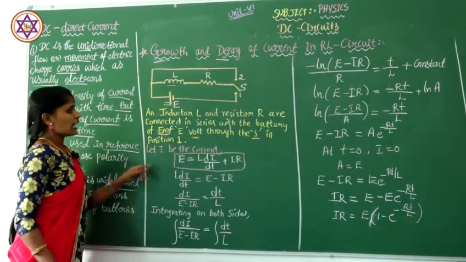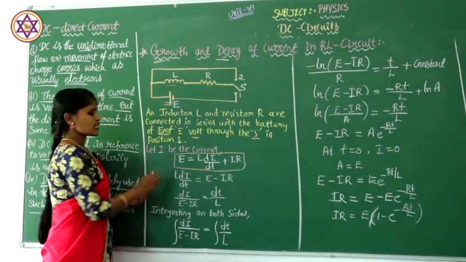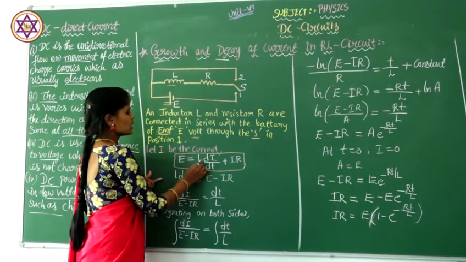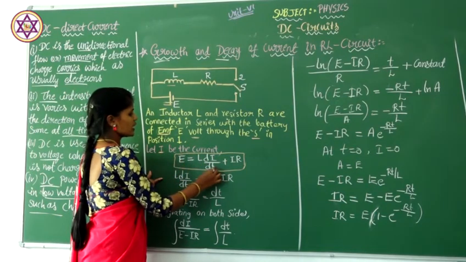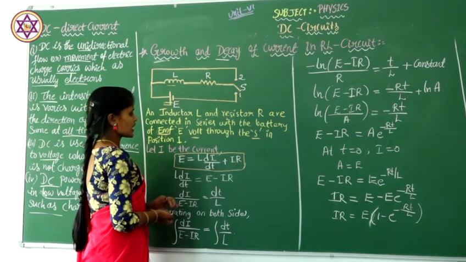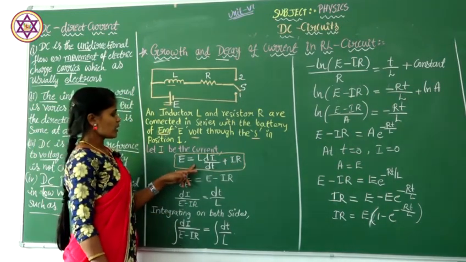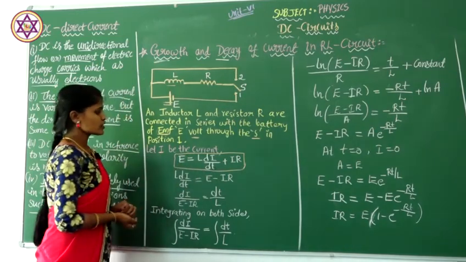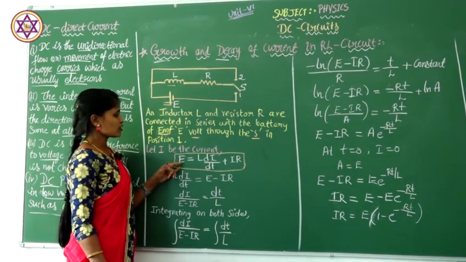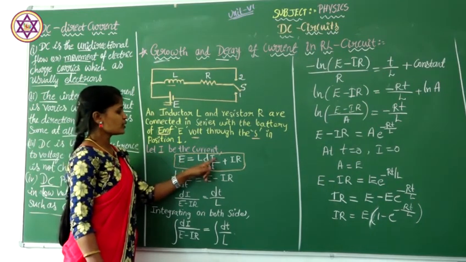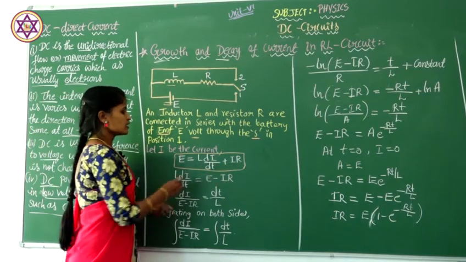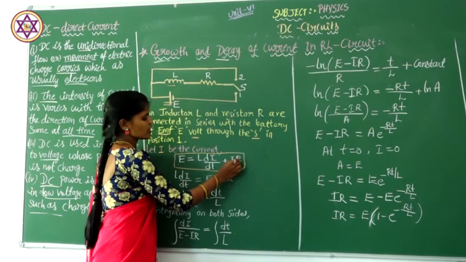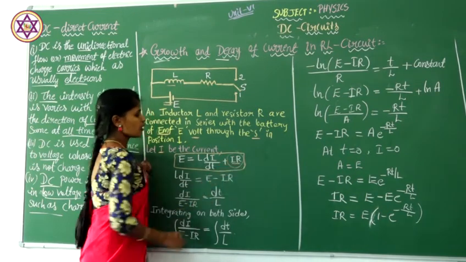Let us consider I to be the current. So, E is equal to L into di by dt plus IR. This is the electromotive force equation. Here di by dt is the rate of change of current with respect to time, and IR is the voltage, V equals IR.